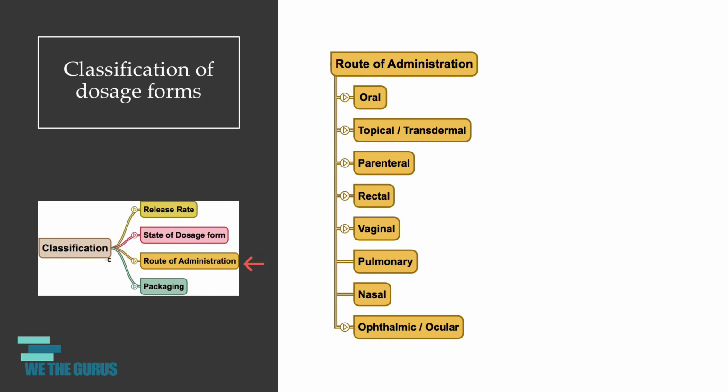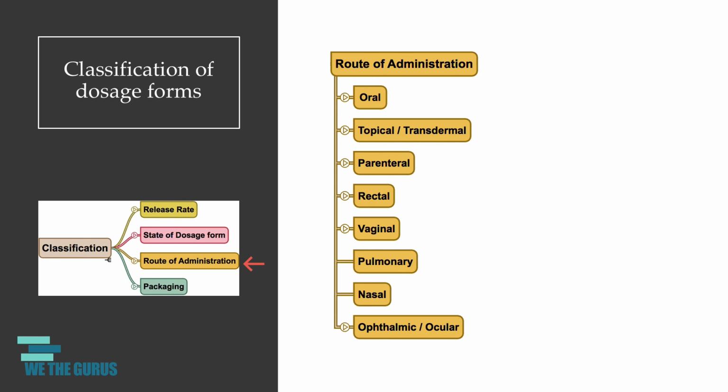Probably the most commonly accepted way of classification is based on the route that is used by a patient or healthcare worker to administer the dosage form. According to this way of classification, dosage forms can be oral, meaning those ingested via mouth; topical or transdermal, meaning those administered via skin surface; parenteral, meaning those administered by a route other than the GI tract, for example, injections. Other ways include rectal, vaginal, pulmonary, nasal, and ophthalmic or ocular.